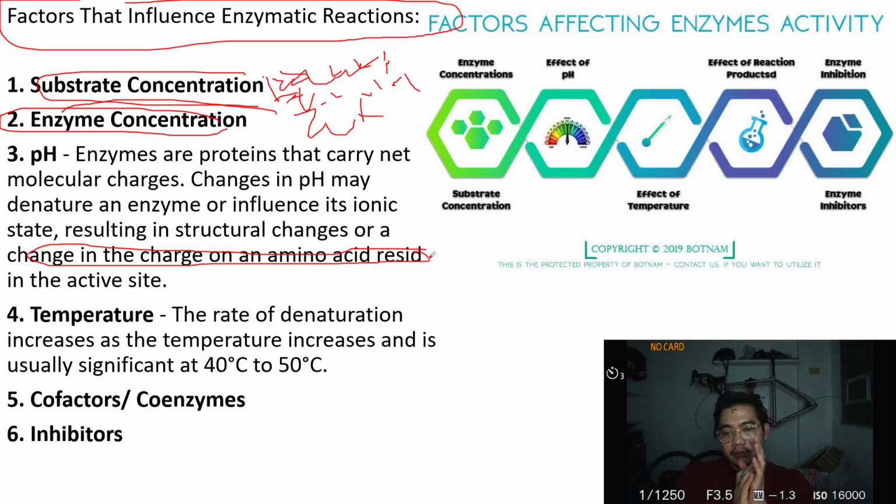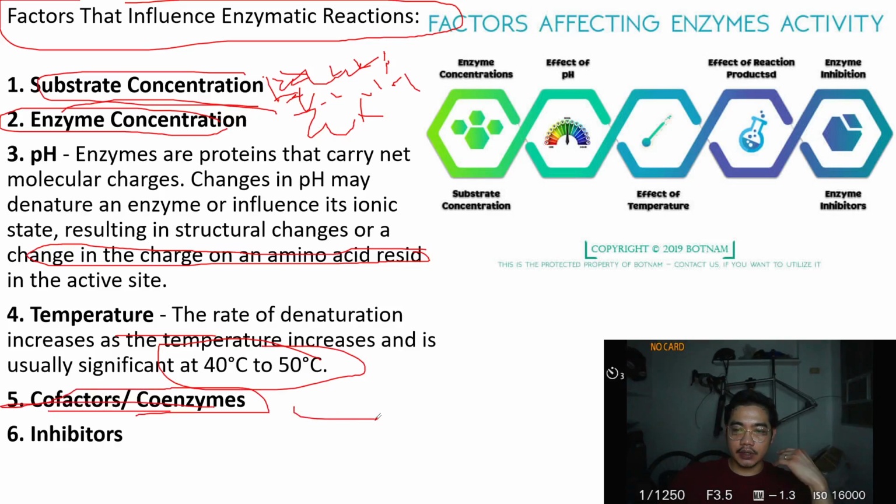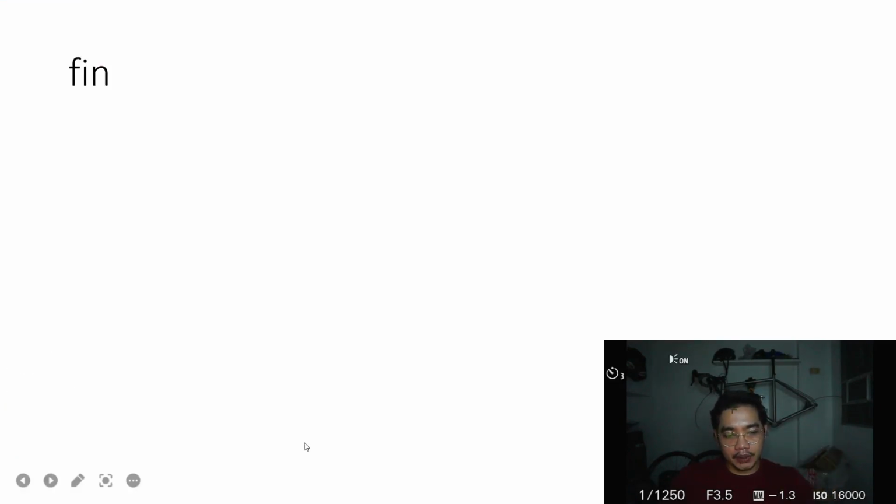Some enzymes work well in an acidic environment. Then temperature, like I said earlier: as temperature increases, the reaction increases until eventually the enzyme denatures, especially at 40 to 50 degrees. Presence of cofactors and coenzymes: if you don't have cofactors and coenzymes, your reaction will not proceed. And then if you have inhibitors, I think that's self-explanatory. So that's all. It's quite a short topic.